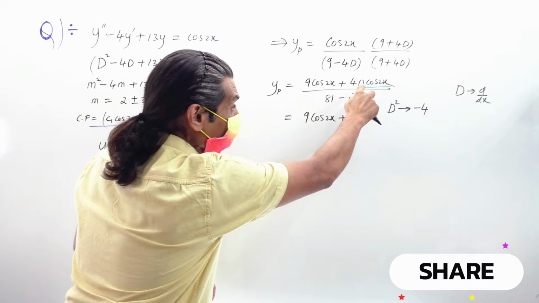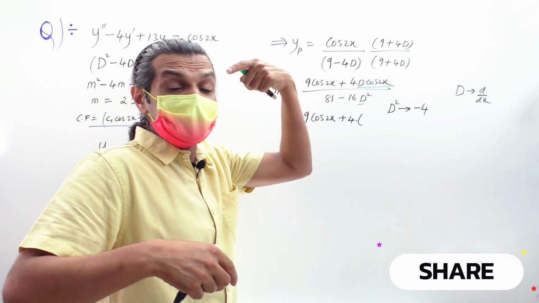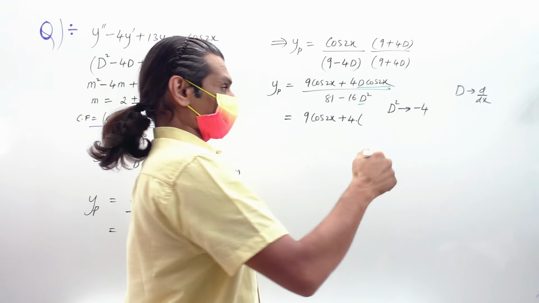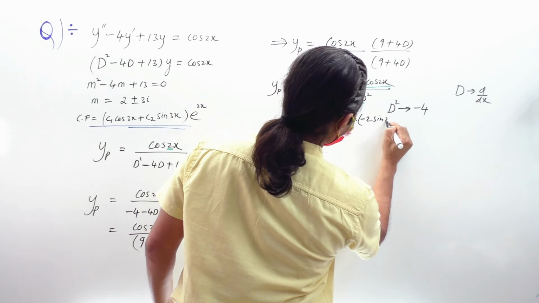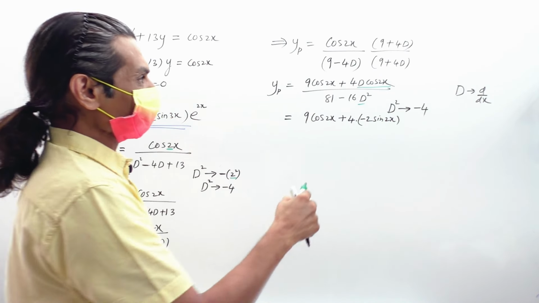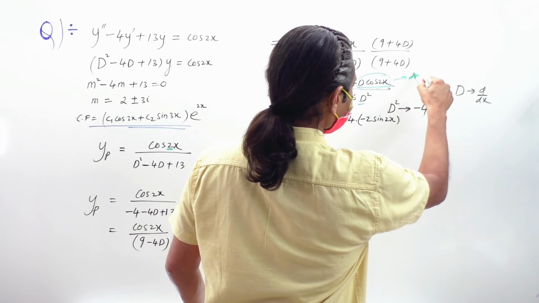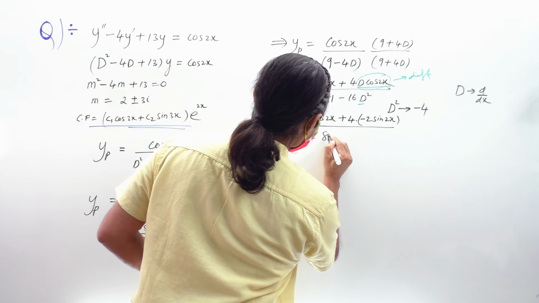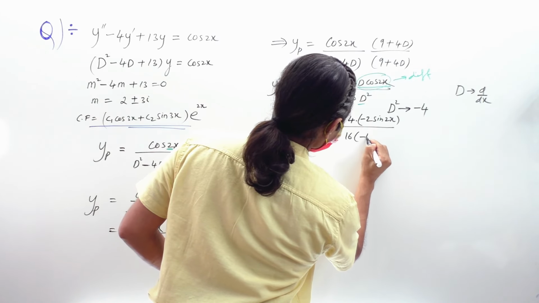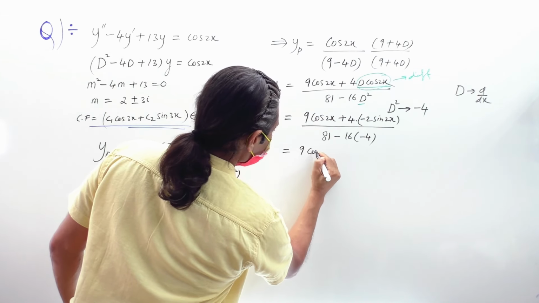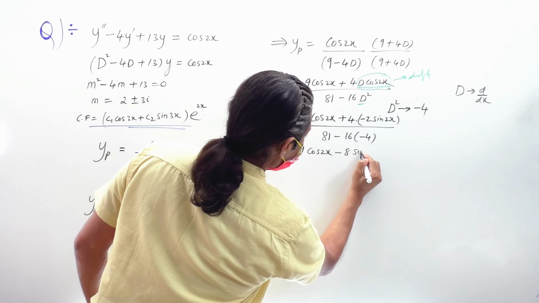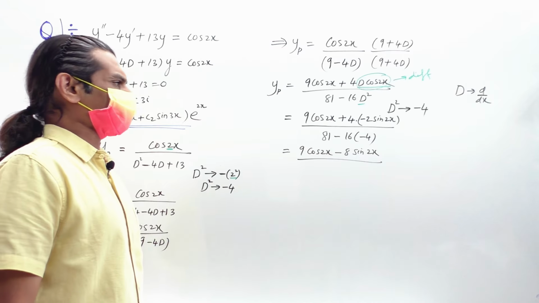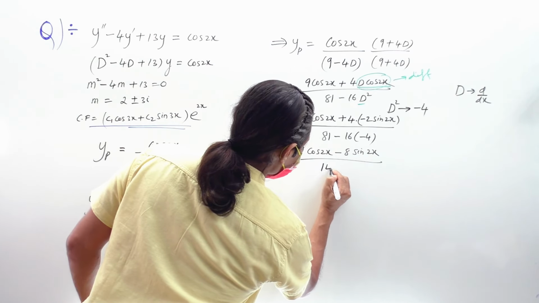That means D into cos 2x means differentiation of cos 2x. What is it for cos x? Minus sin x. Cos 2x, it is minus sin 2x into 2. So minus 2 sin 2x. Getting it? It means this whole D into cos 2x we differentiate, upon 81 minus 16 into D square minus 4. Let's simplify this. So we have 9 cos of 2x minus 8 sin of 2x whole divided by 16 4s are 64, plus 81, it's 145.